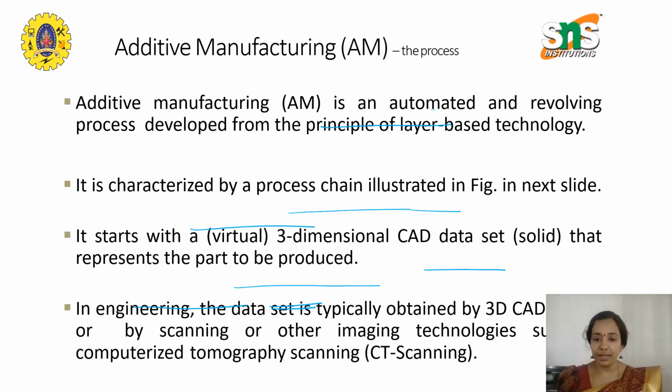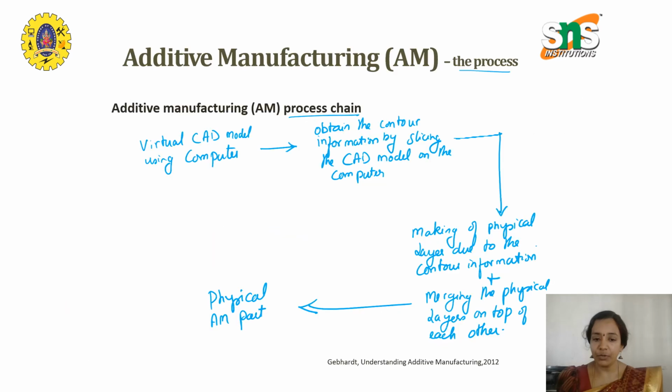In engineering, the data set is typically obtained by three-dimensional CAD or by scanning or other imaging technologies, such as computerized tomography scan, CT scan. Additive manufacturing process chain, that is what we are going to learn here. First, a virtual CAD model using a computer. Maybe we can use AutoCAD software or Fusion 360 CAD model software. Then obtain the contour information by slicing the CAD model on the computer.